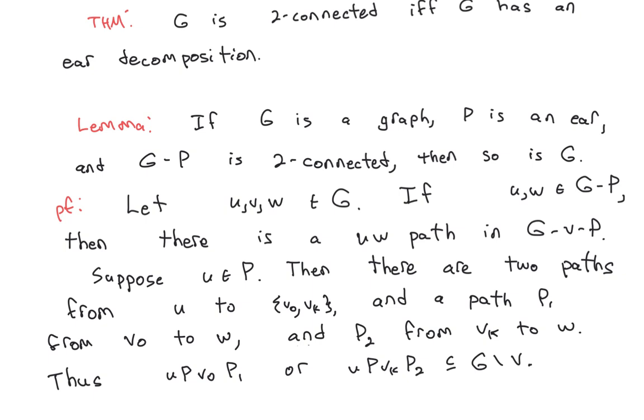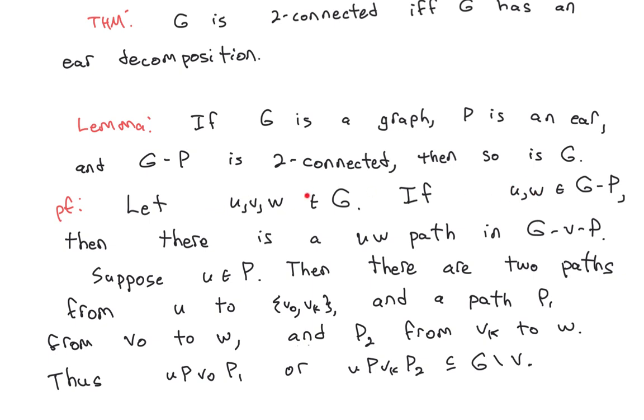To prove the reverse direction, we first need to show the following lemma. If G is a graph and P is an ear and G minus P is two connected, then so is G. In particular, to show it's two connected, what I have to show is that given any two vertices U and W, there is a path from U to W in G minus V for any V. So we're going to take three vertices in the graph.